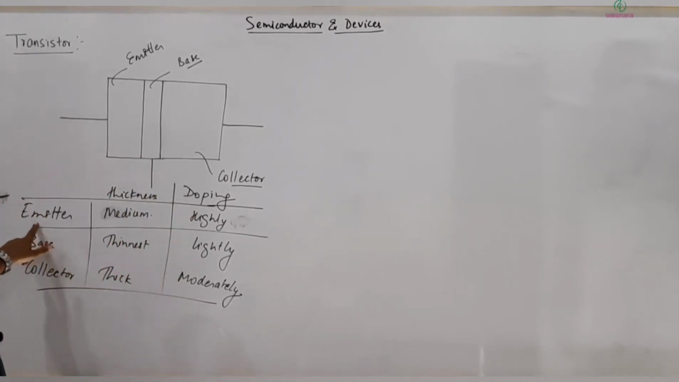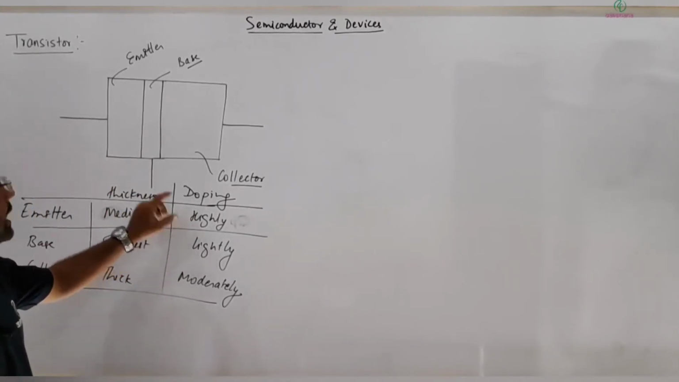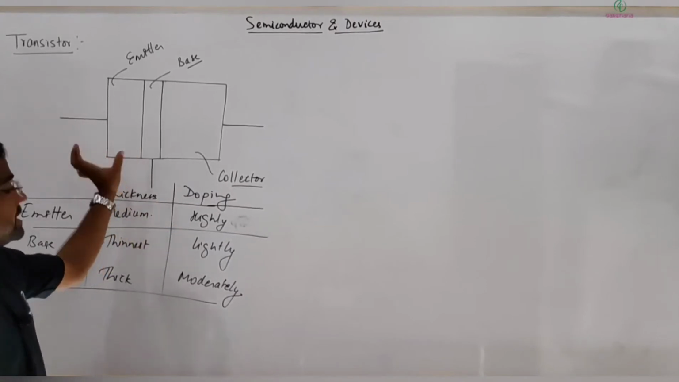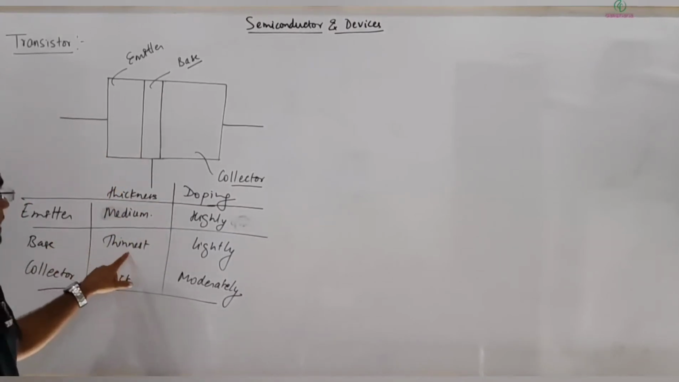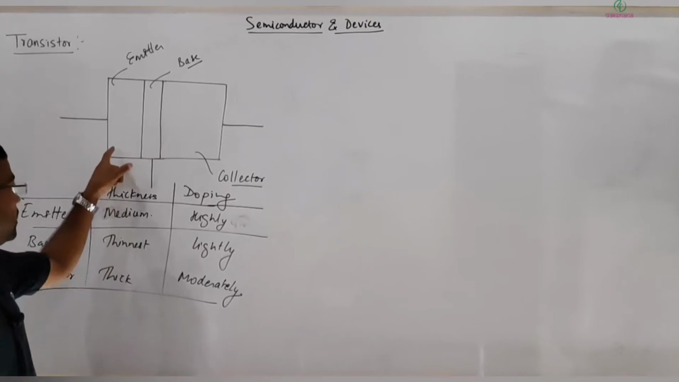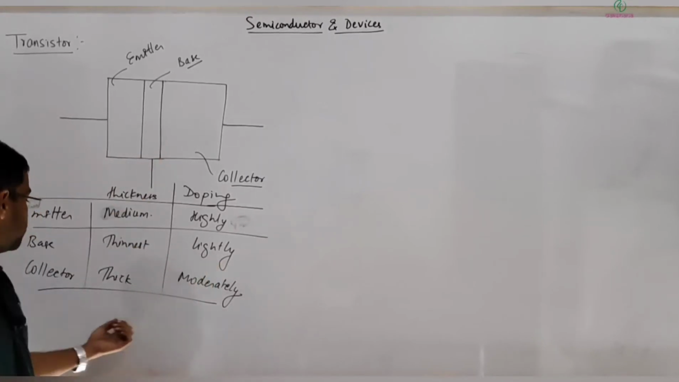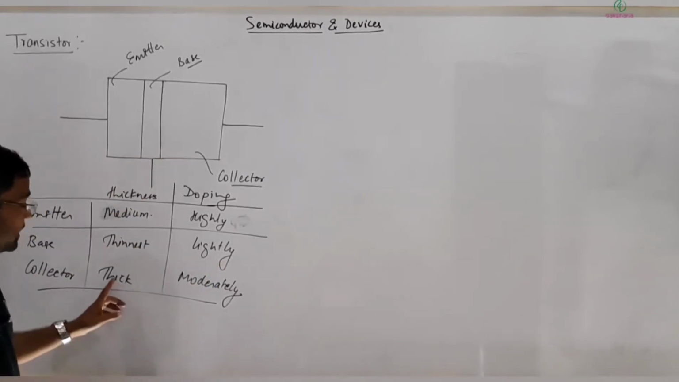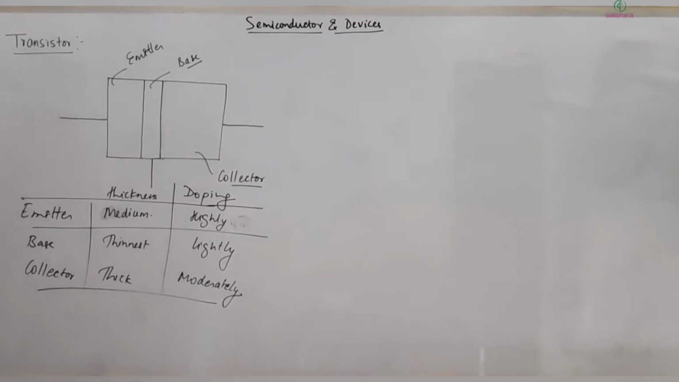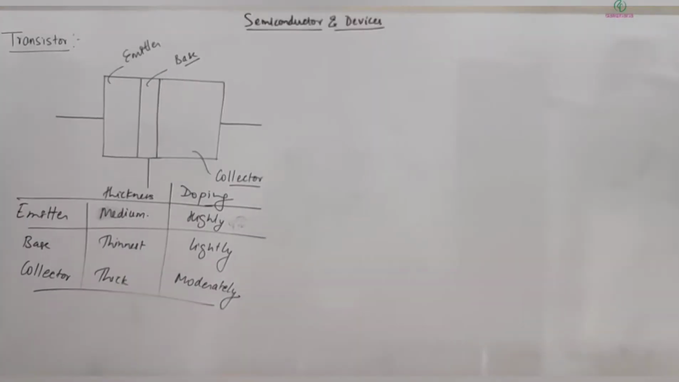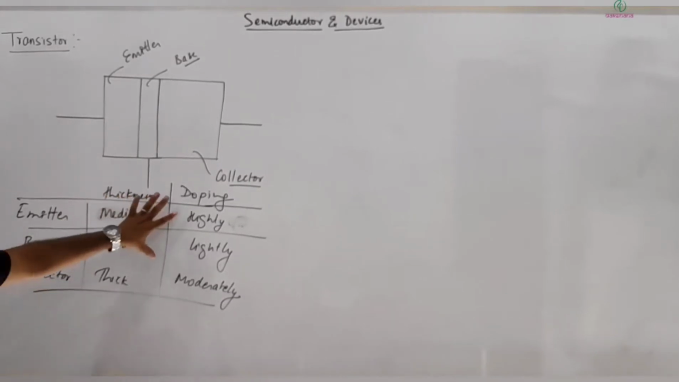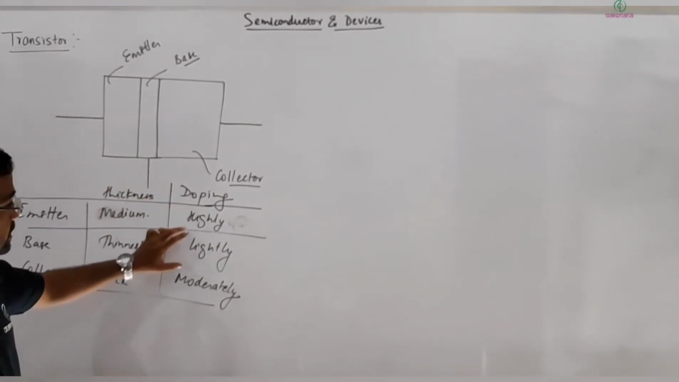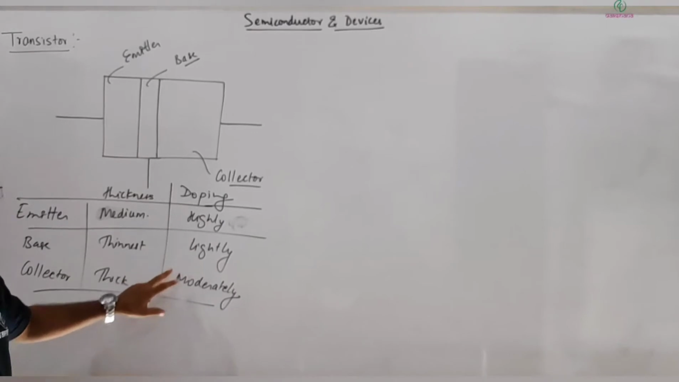So definitely the emitter junction is highly doped, and its thickness is medium. The base is thin among all three and lightly doped, and the collector is thick and moderately doped. So there are three parts: emitter, base, collector. This is about thickness, and this is how they are related in doping.